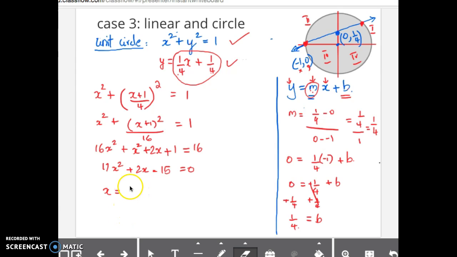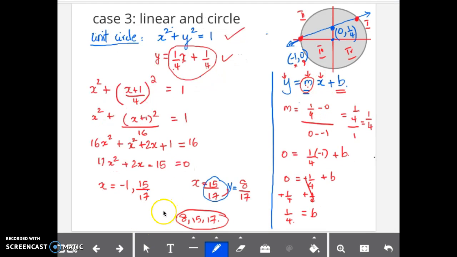By using the quadratic equation, I get the two solutions for x are -1 and 15 over 17. The -1 is already taken here, so for the other point I'm going to take 15 over 17 as my x, plug it back into this equation for x, and solve for y. You get your y as 8 over 17. An interesting fact here is that 8, 15, and 17 form a Pythagorean triple also, an interesting fact from geometry.